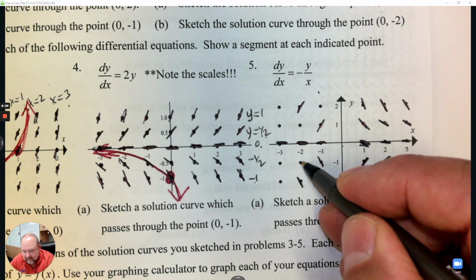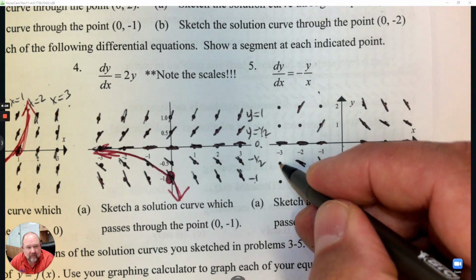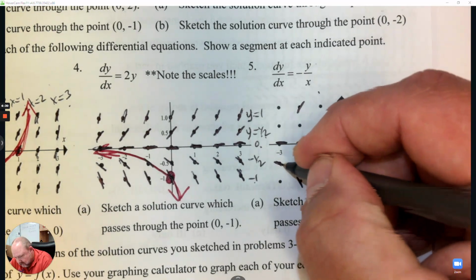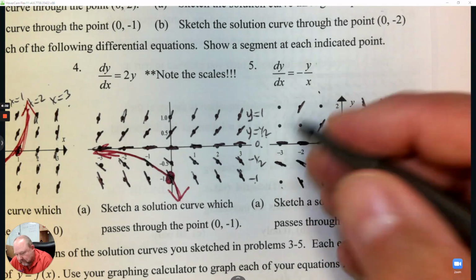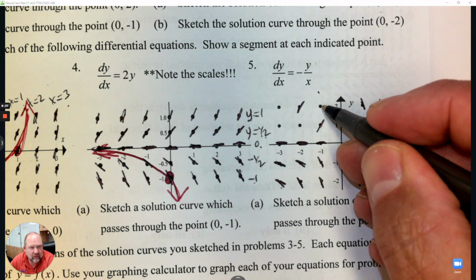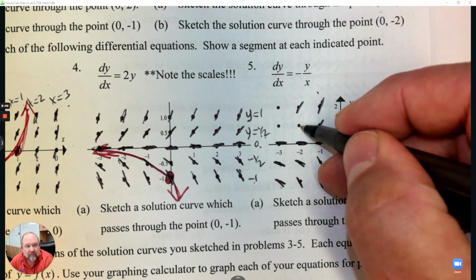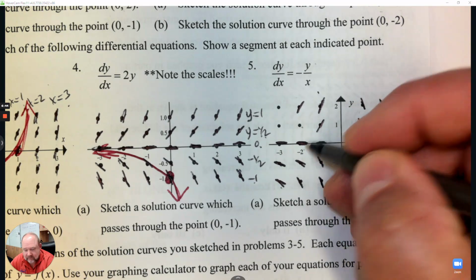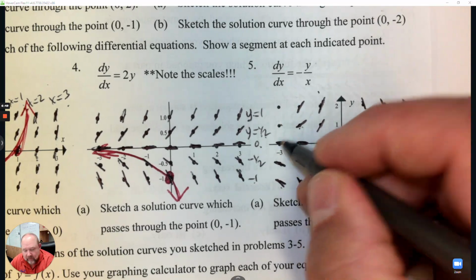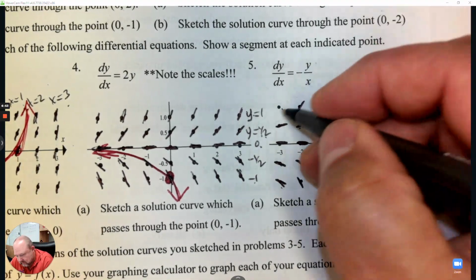This one's going to be negative 1/2. This one's going to be negative 1/3. Flatter. And this one's going to be negative 2/3. Last quadrant here. So this is going to be positive 2. This is going to be 1/2. This one's going to be 1/3. And this one's going to be 2/3.